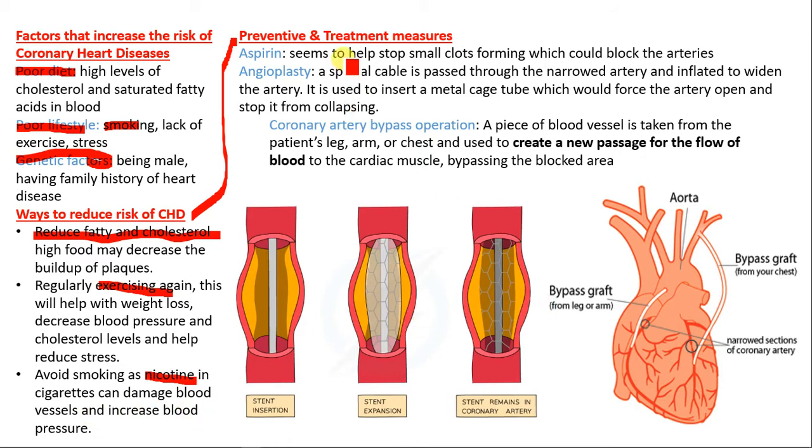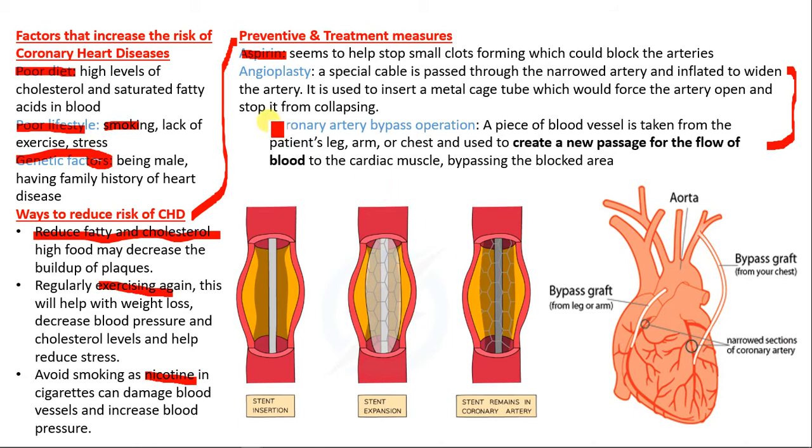So, how do you treat coronary heart disease? First, you take a drug called aspirin. Aspirin helps stop blood clots forming, which could block the artery. The other methods are strictly surgical, and they include angioplasty, where a special cable is passed through the narrow artery and inflated to widen the artery. It is then used to insert a metal cage tube, known as a stent, which will help to prevent the coronary artery from collapsing again. So it will leave it open for proper blood flow.